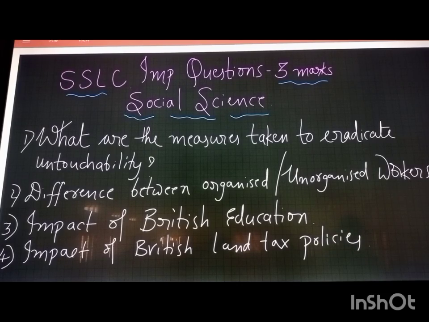I repeat once again. What are the measures taken to eradicate untouchability? The answer is very simple. Section 17 prohibits untouchability. Untouchability Crime Act 1955. Citizens Rights Protection Act 1976. Universal right to vote. Right to equality. Regulation of 1989. All these points you can write for the first question. Hope you got it. Then let us move to the second one.